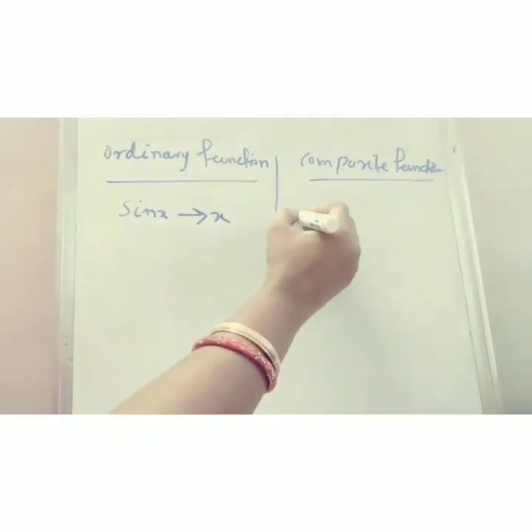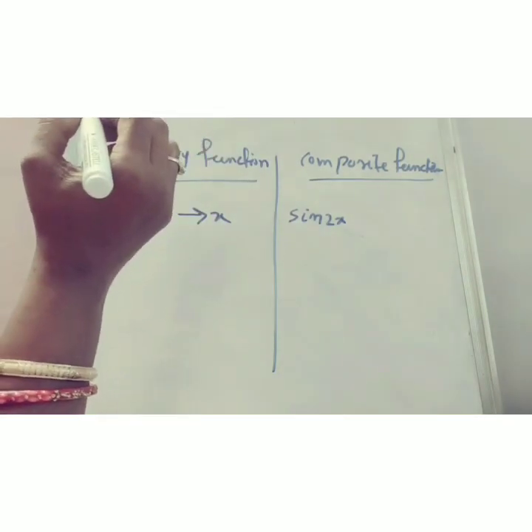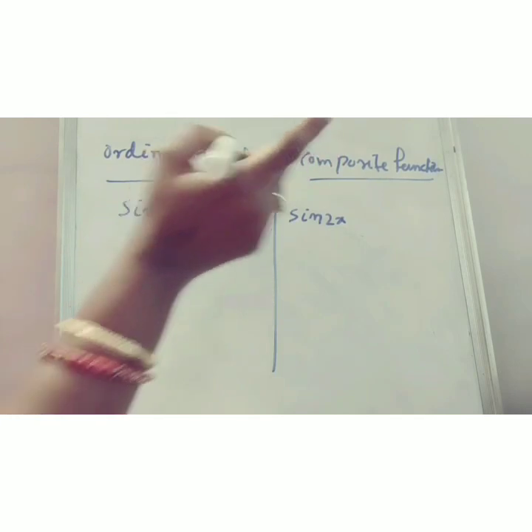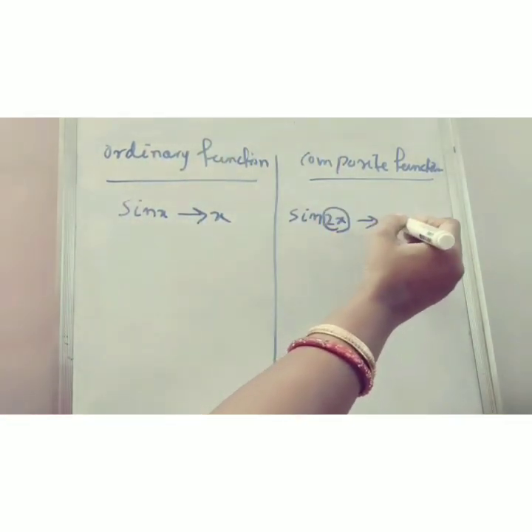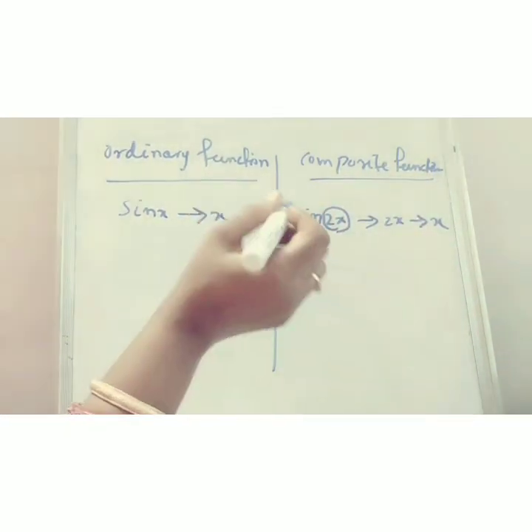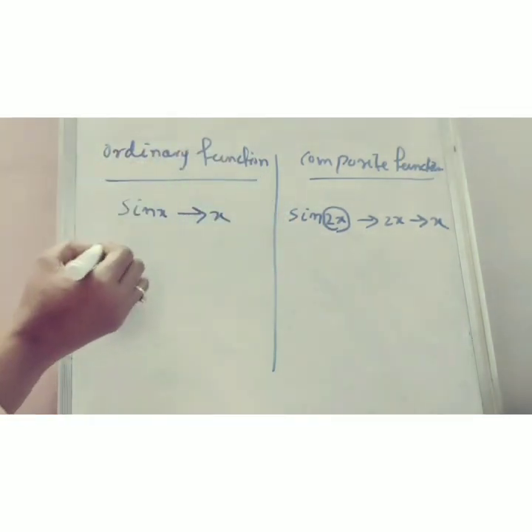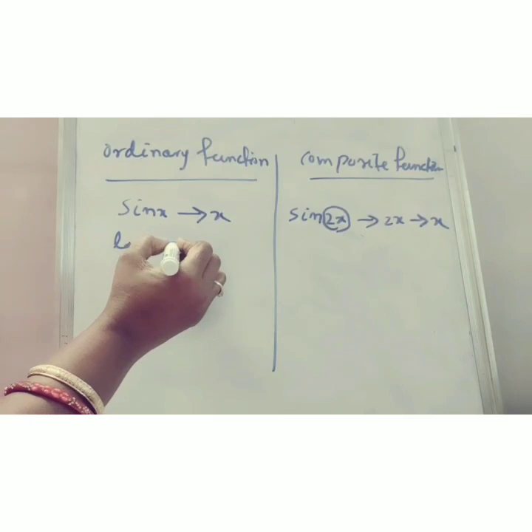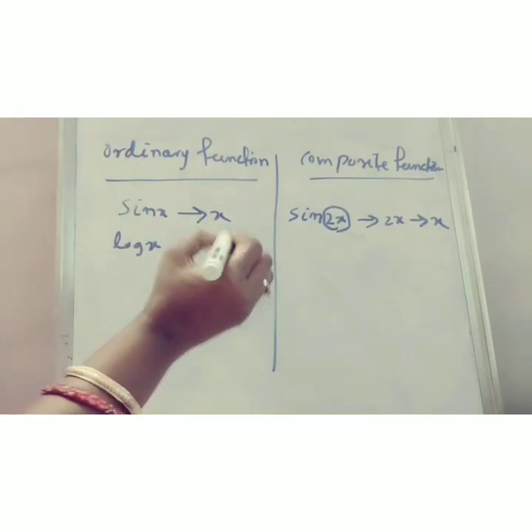But suppose I write sin 2x. This is not an ordinary function. This is a composite function. Why is this a composite function? Because sin 2x is a function of 2x and 2x is a function of x. Two functions are there. That is why this is a composite function. Now suppose I write log x. This is also an ordinary function, because log x is a function of x.